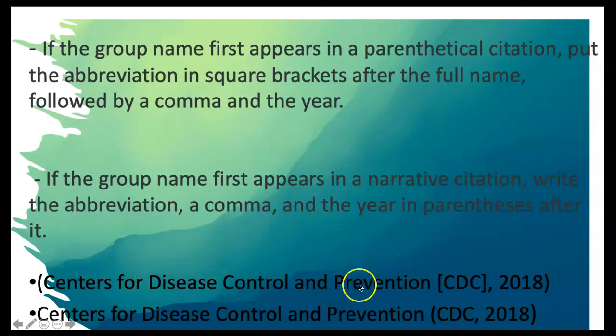For example, you're talking about Centers for Disease Control and Prevention, and it has an abbreviation or an acronym like CDC. So you're going to put it in the brackets, and then you're going to put the year of publication. Now, once you have told us that this is what CDC stands for, then next time you can go ahead and just put CDC rather than spelling the whole thing out. Okay, so if you're putting it inside the parentheses, then it would be in brackets. But if you are doing a narrative citation, you are going to put it inside the parentheses.